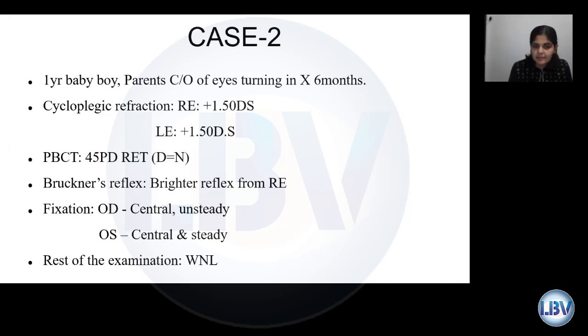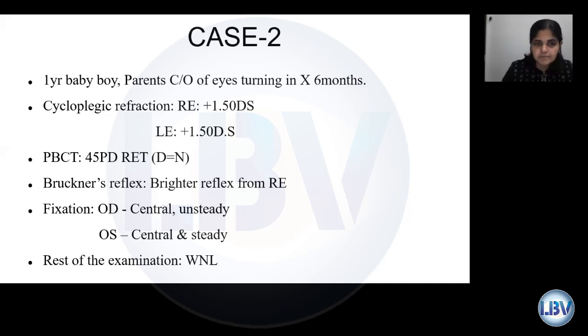And on fixation testing, the right eye fixation was central and unsteady. For the left eye, it was central and steady. Rest of the examination for this kid, nothing significant was there. And to talk of the birth history of this kid, everything was normal. It was a full-term baby, and there were no developmental delays.